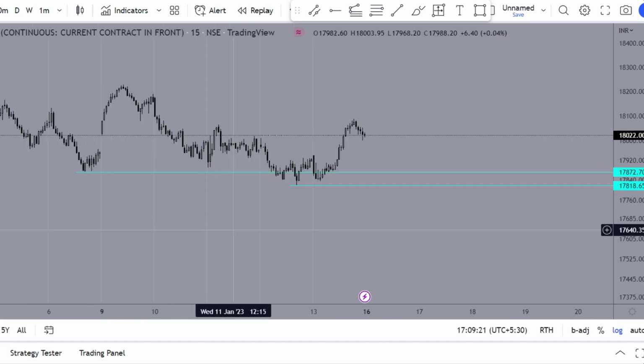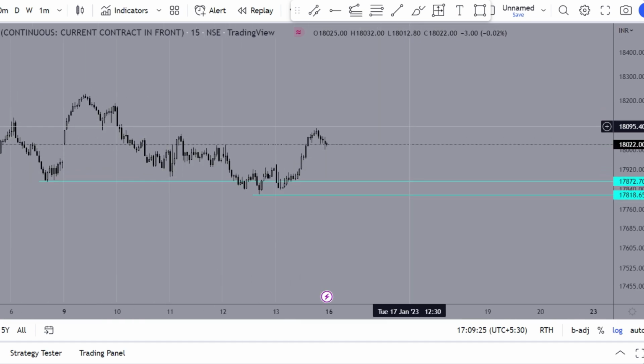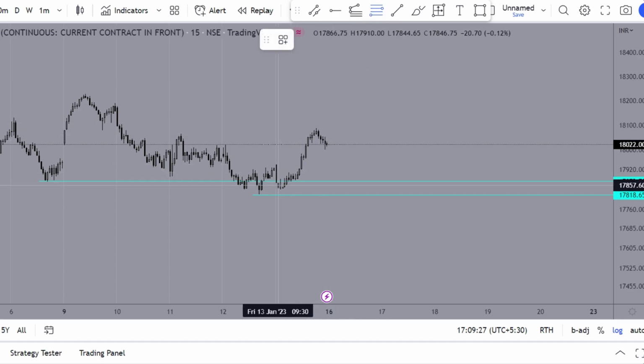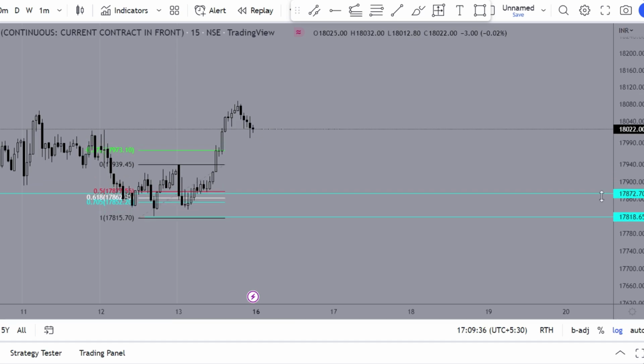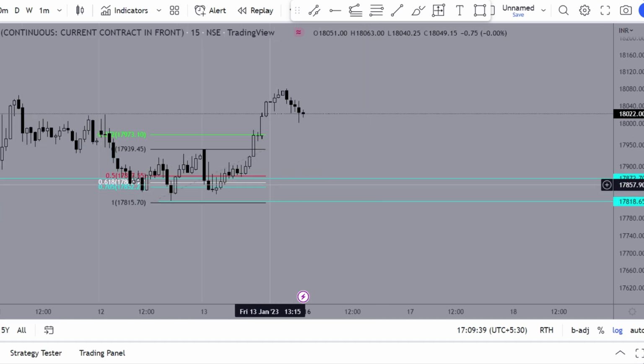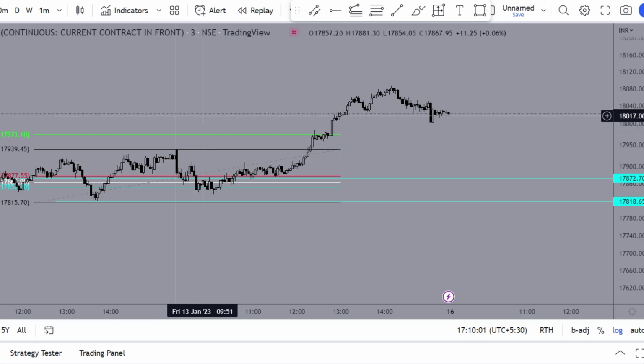Now, the people who have already seen my 618 trading strategy would have already taken this trade. You see, the 61.8 retracement comes somewhere around 17,863. If you had entered around 61.8, you would have got a small loss as well. There would have been some redness in the position's MTM, but your stop loss would have been somewhere around here. Let's get to the 3-minute chart.